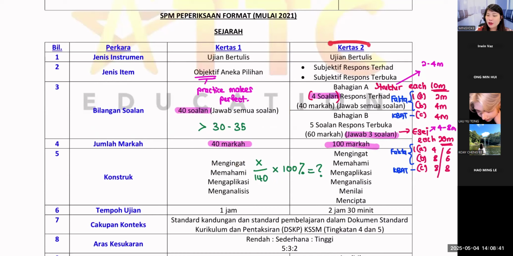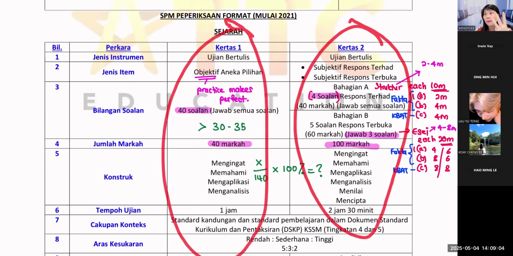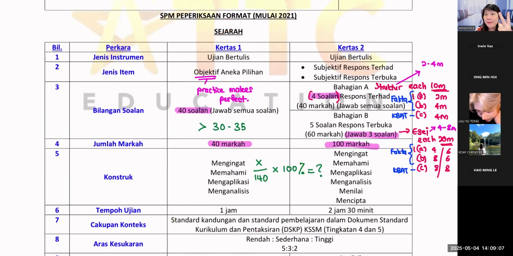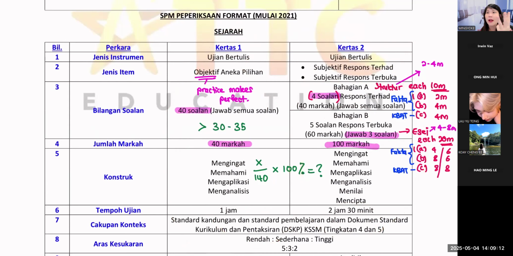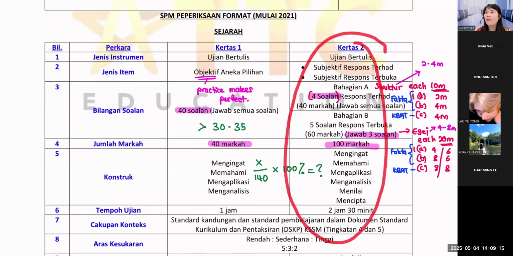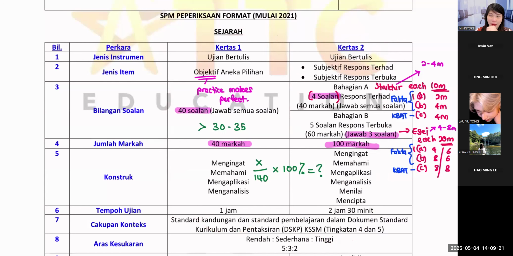So kertas dua, we have bahagian A and bahagian B. Objective is a 1 hour paper, and structure essay is a 2.5 hour paper. They have 3 different ways of exam. One is they may test you kertas satu first one day and then a few days later kertas dua. Or both will be on the same day, kertas dua and kertas satu. Or they may test you kertas dua first, a few days later kertas satu. So it's 2 sets of paper.